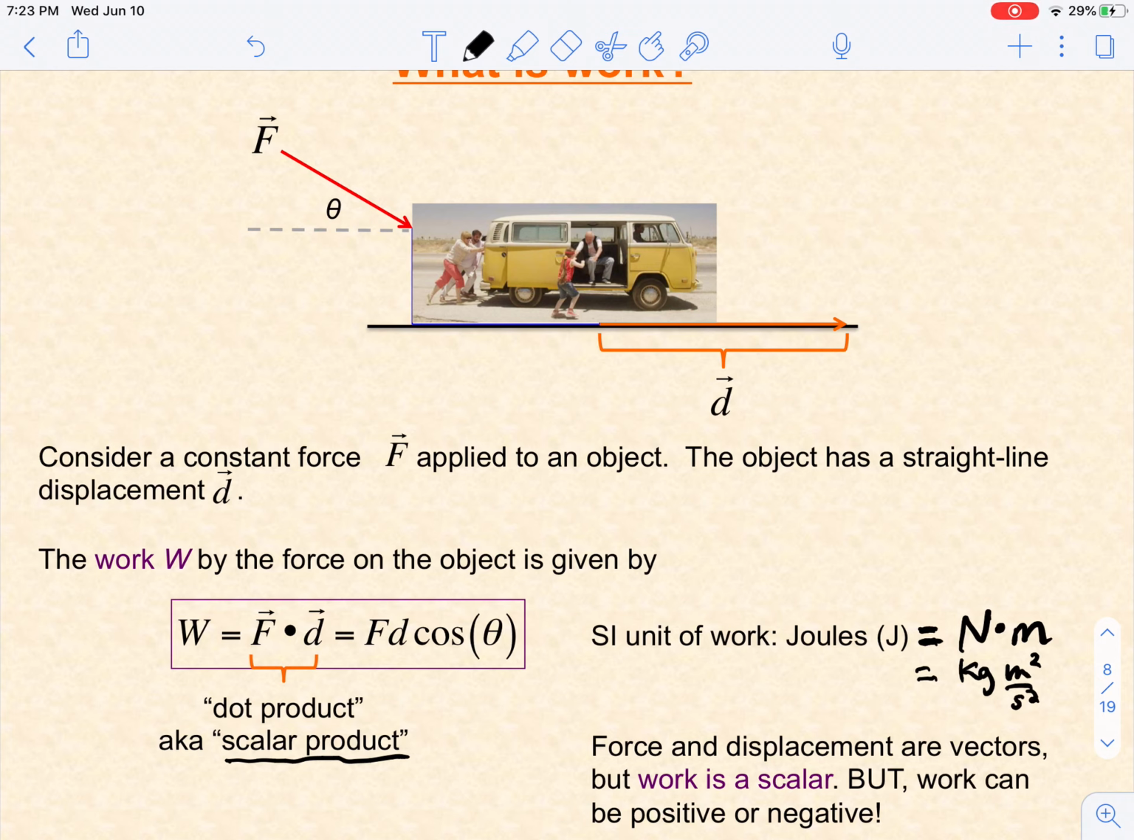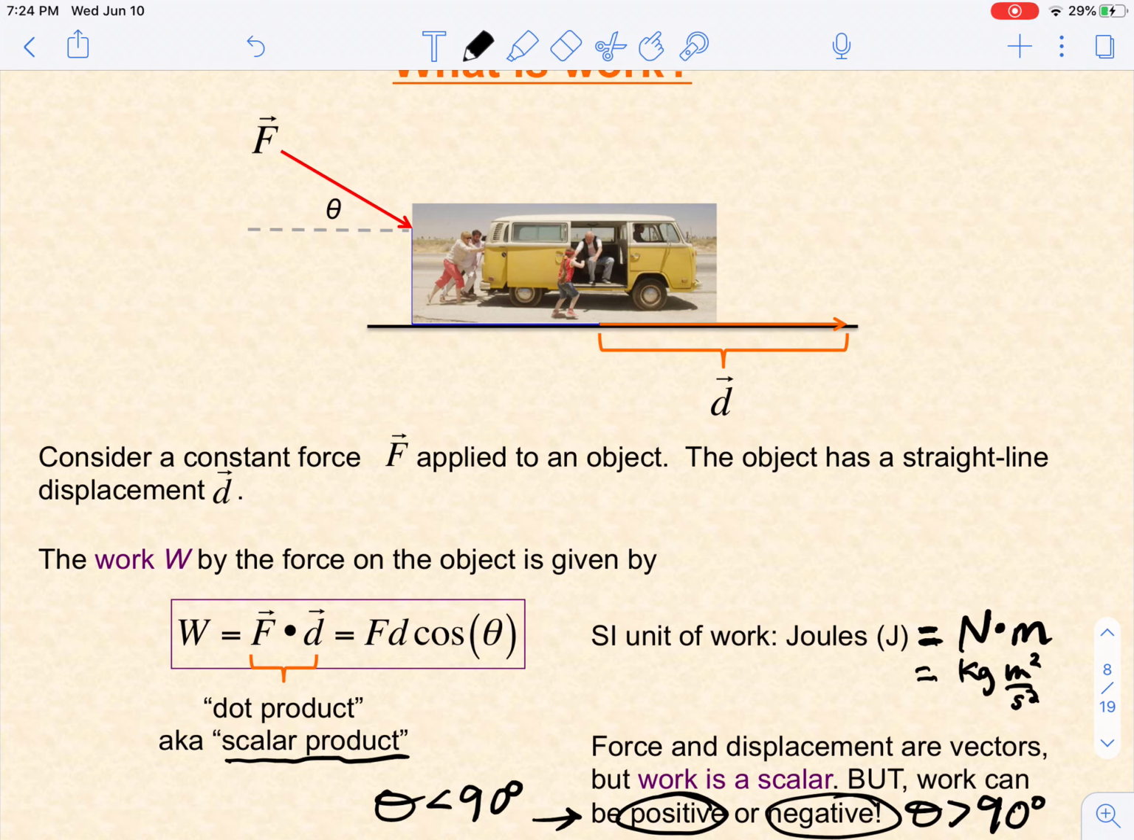Okay? Now, even though work is a scalar quantity, it can be positive or negative, right? If I plug, for example, a theta value in here, which is less than 90 degrees, then it's going to give me a positive quantity. If I plug a value in, let's say between 90 and 180 degrees, then I'm going to get a negative quantity for my work.